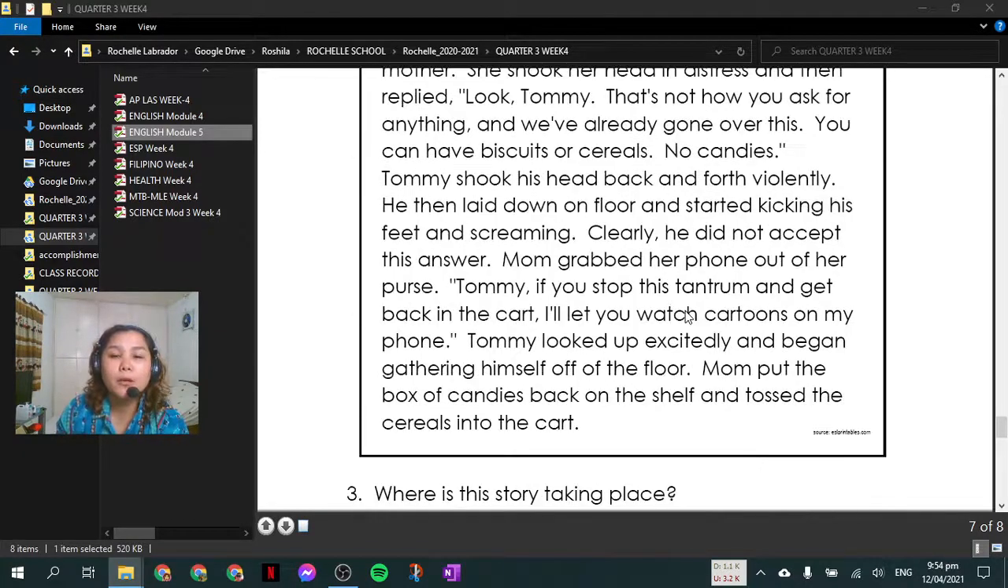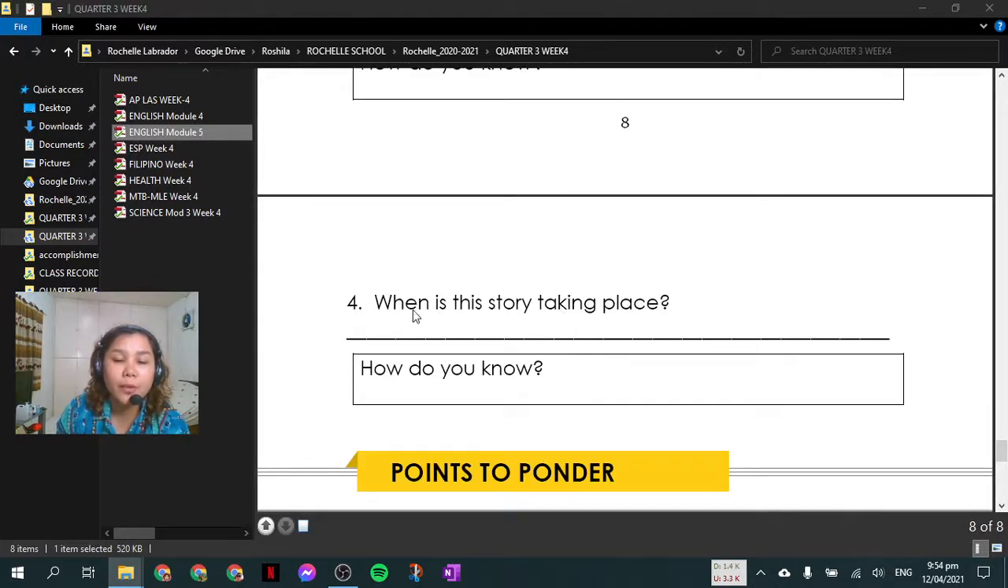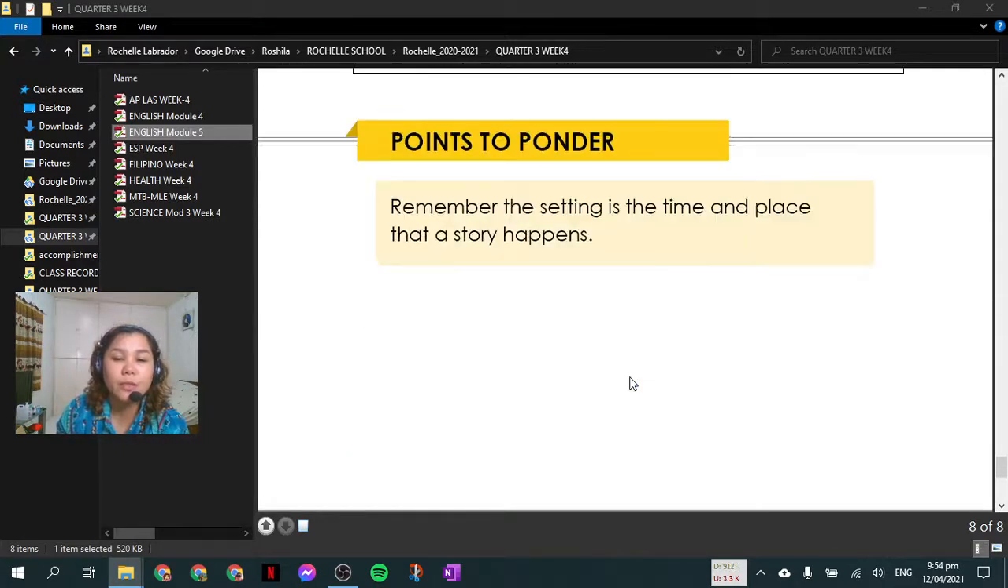Also, with another story, the same format. Where is the story taking place? And then, how do you know? Then, when is the story taking place? And then, how do you know? And then, points to ponder, the summary, or the key points of the whole module for module 5.